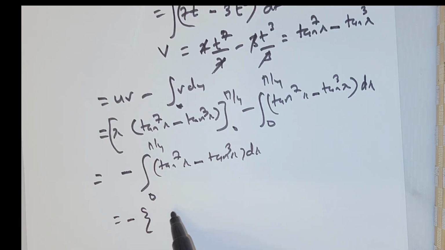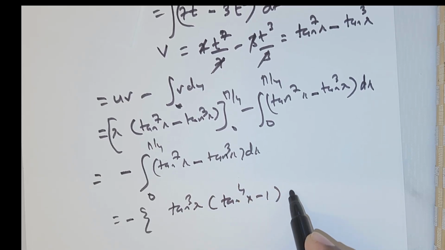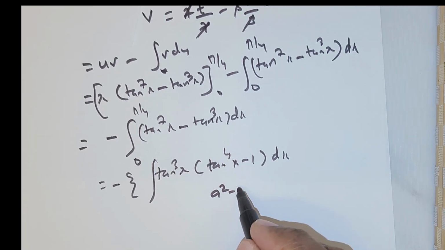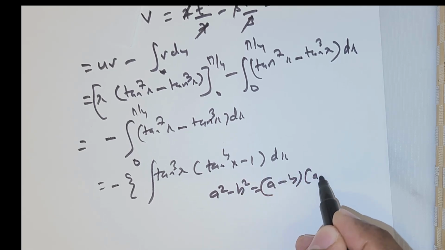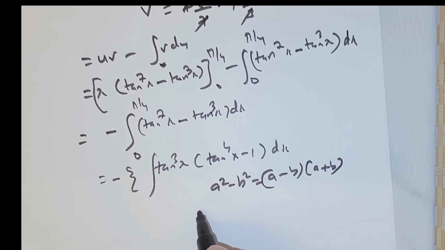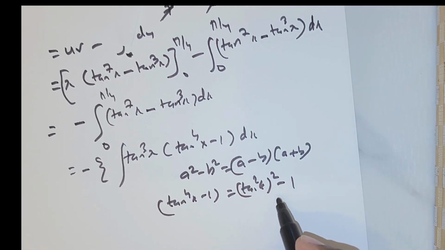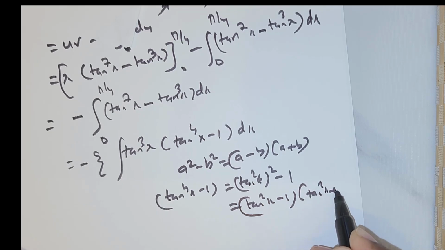What I wish to do is take tan raised to the power of 3x out and rewrite this as tan raised to the power of 4x negative 1 times dx. Now I have a formula: a squared negative b squared can be rewritten as a negative b times a positive b. So tan raised to the power of 4x negative 1 can be rewritten as tan squared x raised to the power of 2 negative 1. This is of the form a squared negative b squared, so I can rewrite this as tan squared x negative 1 times tan squared x positive 1.